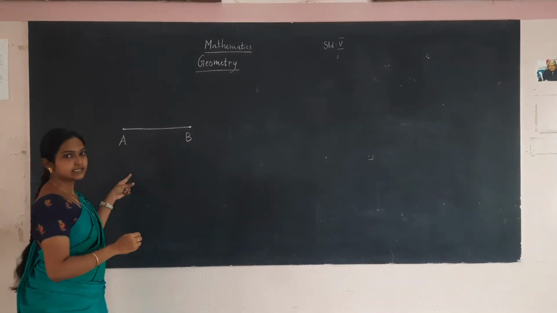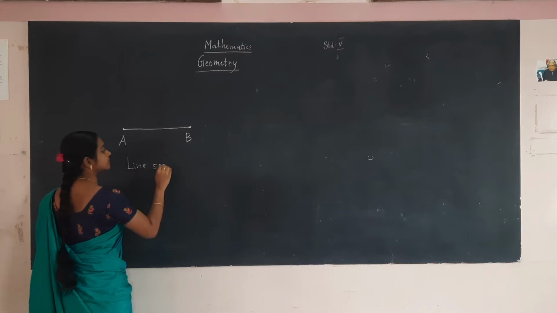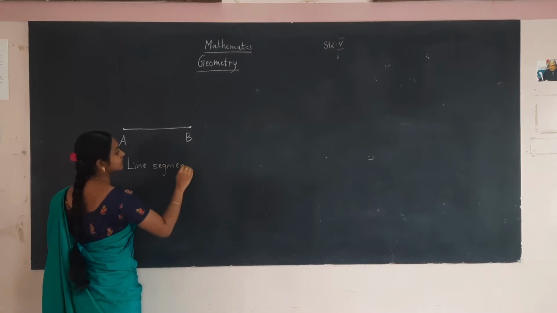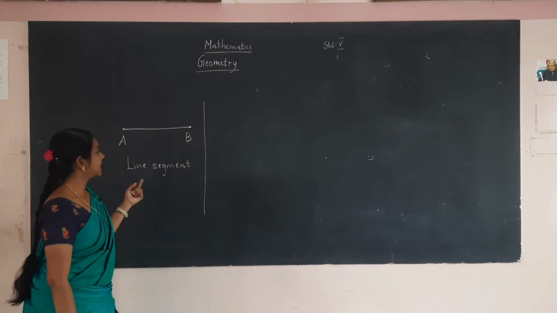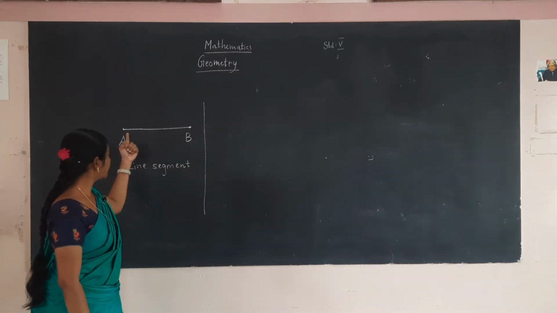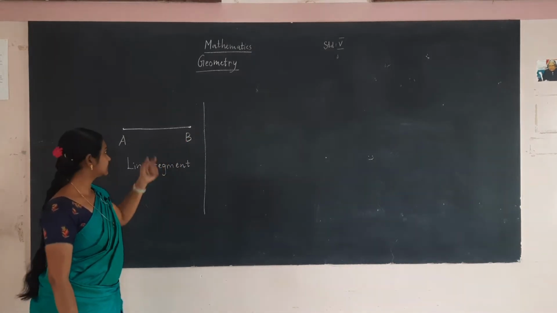This is a line segment AB. A line segment has a starting point and an ending point. It has a fixed length.